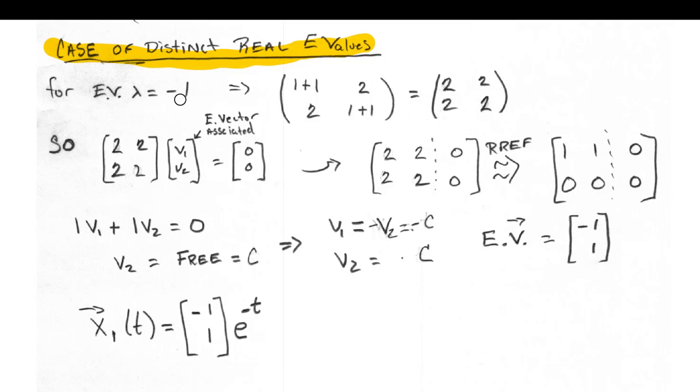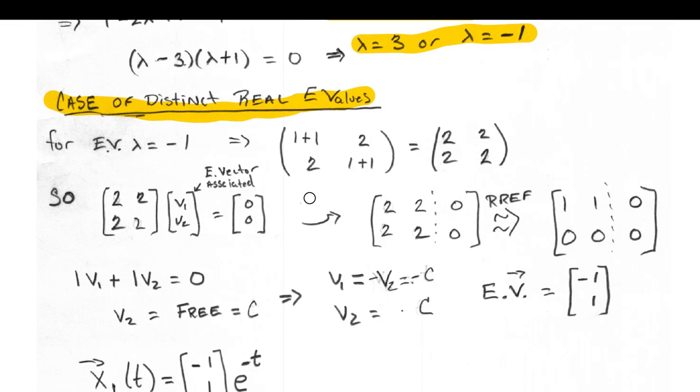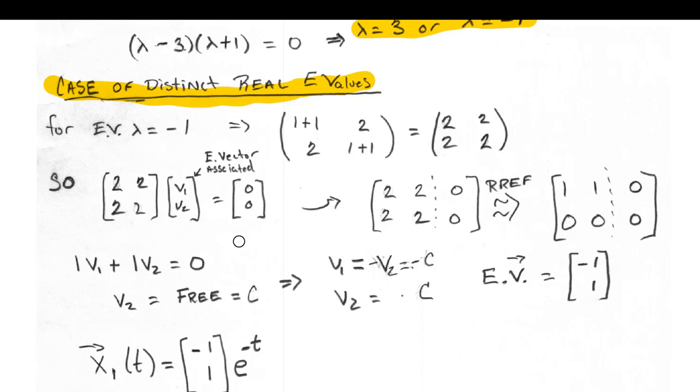For eigenvalue lambda equals minus 1, I plug the associated eigenvalue into my A minus lambda I matrix. So this is 1 minus minus 1, 2, 2, 1 minus minus 1, which simplifies to 2, 2, 2, 2. So in effect what I'm doing is solving the system of 2, 2, 2, 2 times the eigenvector v1, v2 associated with this eigenvalue negative 1 and setting that equal to 0. That's solving the system A minus lambda I times v equals 0.